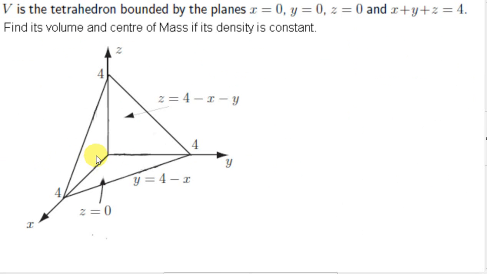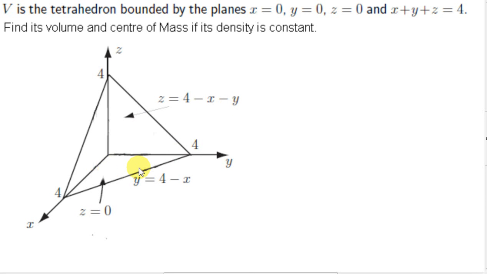Let's look at this example. V is the tetrahedron bounded by the planes x equals 0, which is the yz plane, y equals 0, which is the xz plane, and z equals 0, which is the xy plane. We also have this plane x plus y plus z equals 4, or z equals 4 minus x minus y.